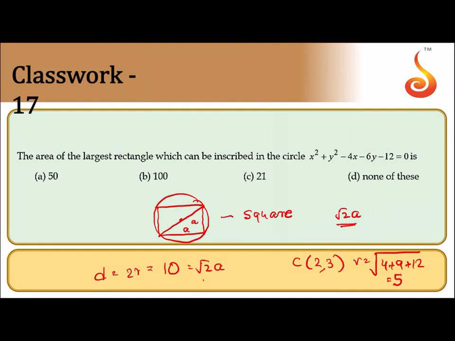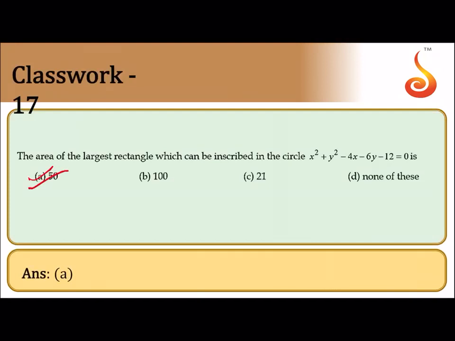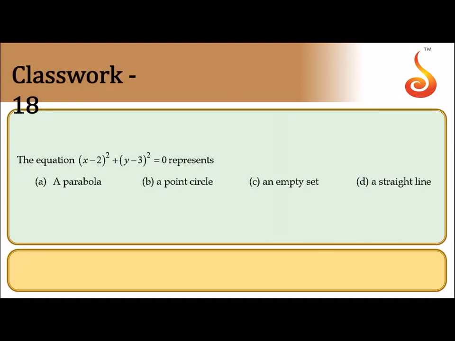So when 2r is equal to 10, which is equal to root 2a, 10 is equal to root 2a. So a is equal to 5 root 2. So the area will be a square. I am writing here, a square is equal to 5 root 2 whole square, which will give you 50 square units. So please remember, the largest rectangle that can be inscribed in a circle will always be a square. Option A is correct.